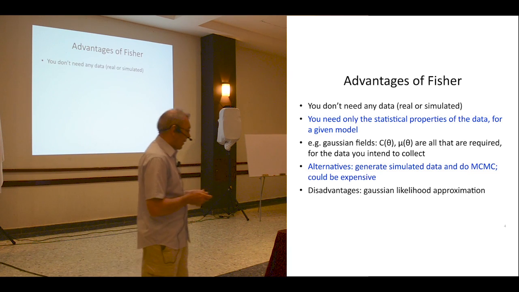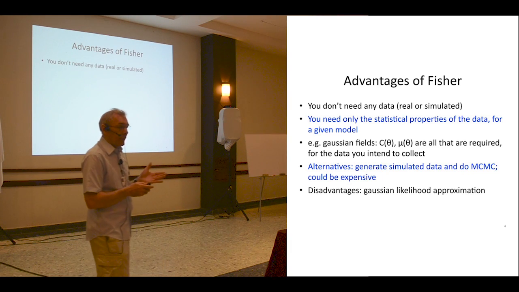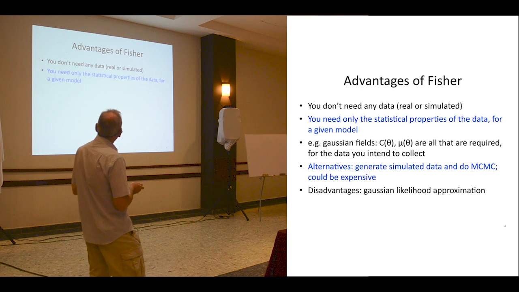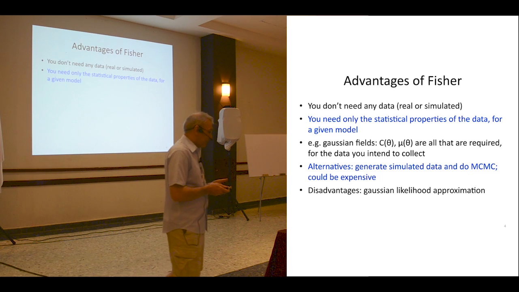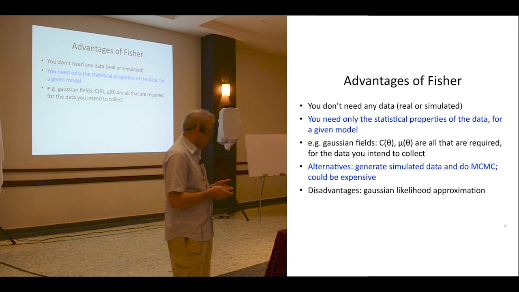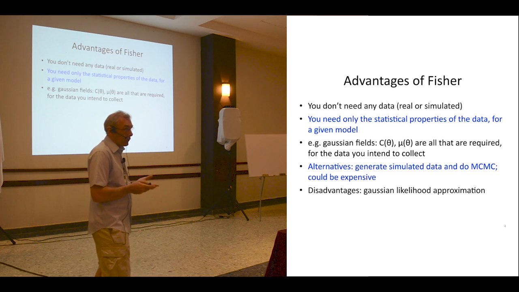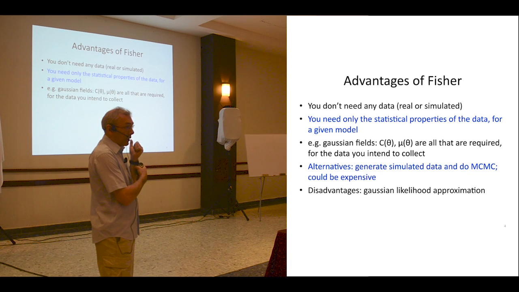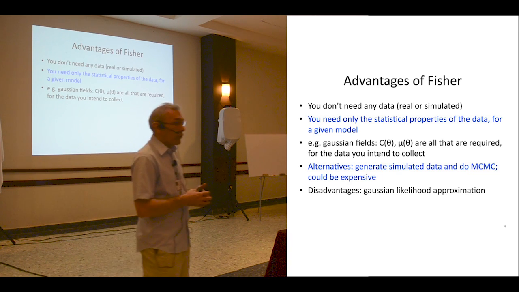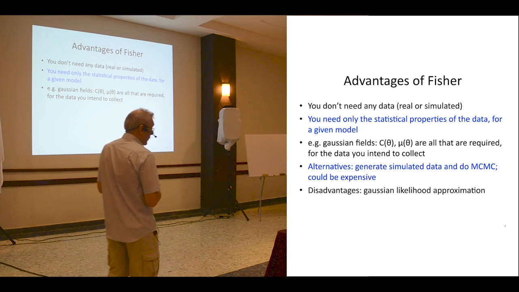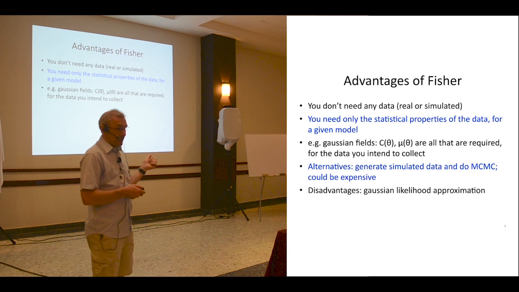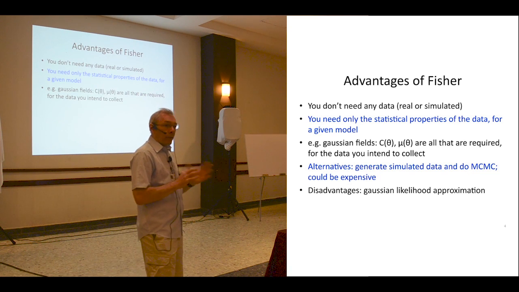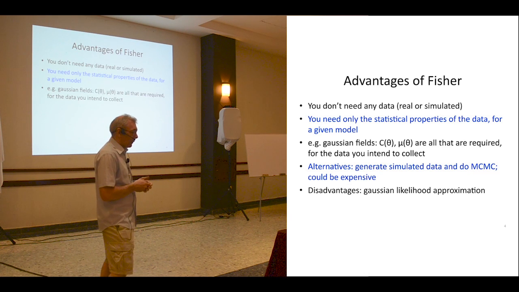So the advantages of doing this are that you don't need any data. So it's a very quick thing to calculate. You don't need to simulate the experiment. You can get all of this without any data. You only need the statistical properties of the data for a given model. So for example, for Gaussian fields, but any data which is distributed in a Gaussian way, which by the central limit theorem could be a very wide range of experiments, the only things that you need are the covariance matrix, which may depend on the parameters, and the mean, which will in general depend on the parameters. And all of the statistics are determined by the mean and the covariance.